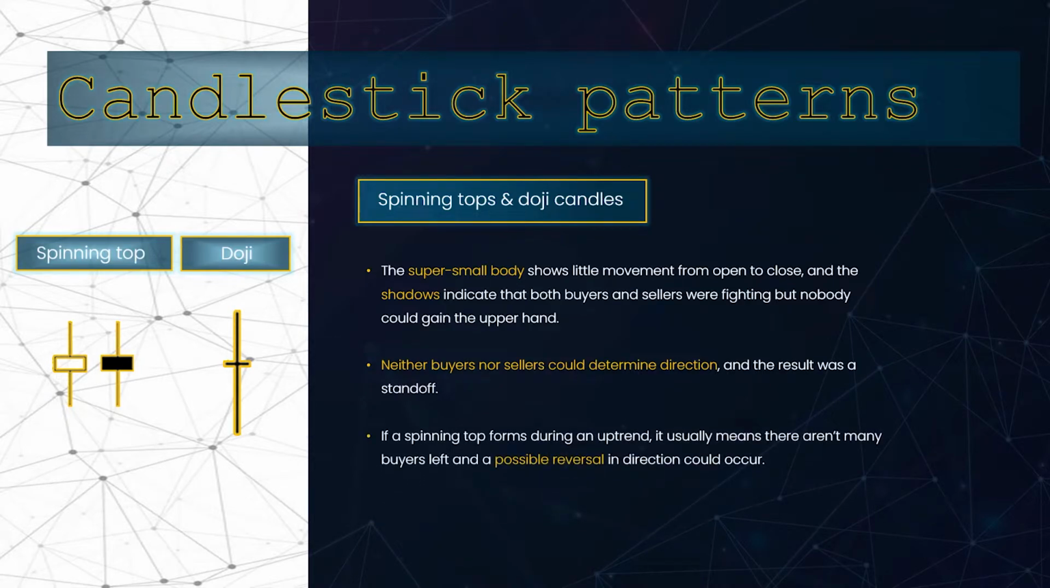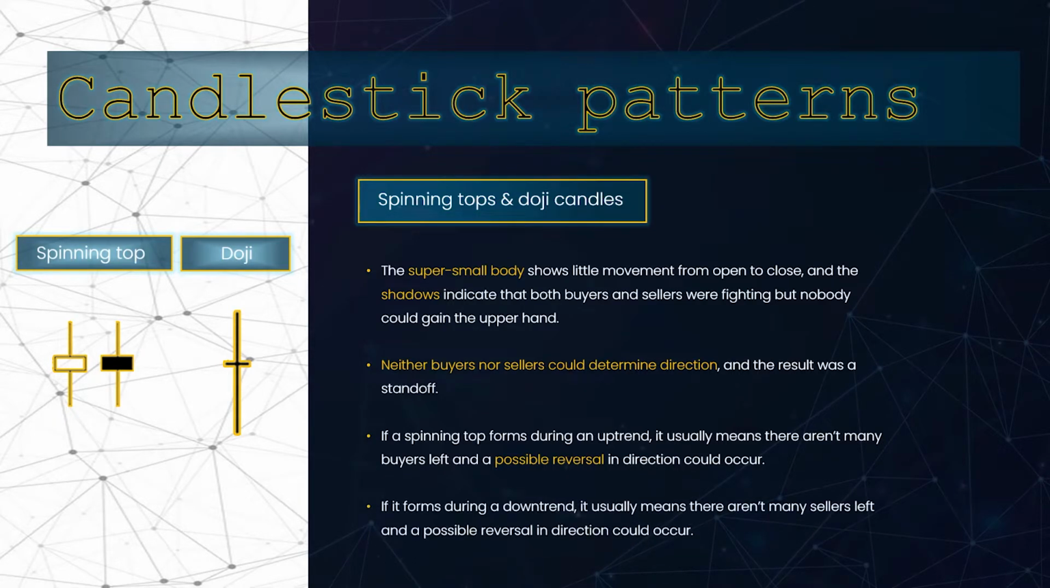If a spinning top forms during an uptrend, it usually means there aren't many buyers left and a possible reversal in direction could occur. If it forms during a downtrend, it usually means there aren't many sellers left and a possible reversal in direction could occur here as well. Be careful if you want to trade these. Only use them as an extra confirmation at a price level you are already looking to buy or sell the market. Some traders also use them as a signal to exit.